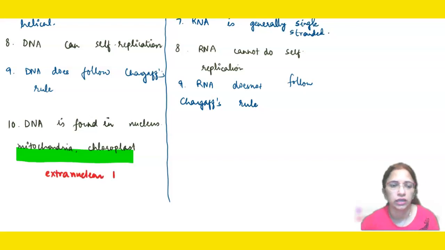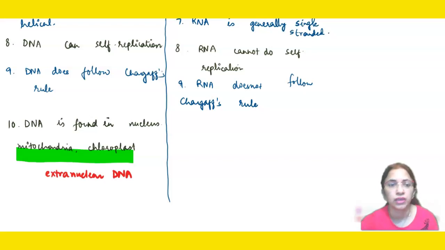So if in the exam you get a question, what is extranuclear DNA and where is it found? You will write that extranuclear DNA is the one which is found other than the nucleus. Means DNA is generally confined to the nucleus, but if it is found in certain other parts of the cell, then it is known as extranuclear DNA. In an animal cell, it is found in mitochondria, whereas in a plant cell, it is found both in mitochondria and the chloroplast. Because of this, mitochondria and chloroplast are known as semi-autonomous cell organelles.